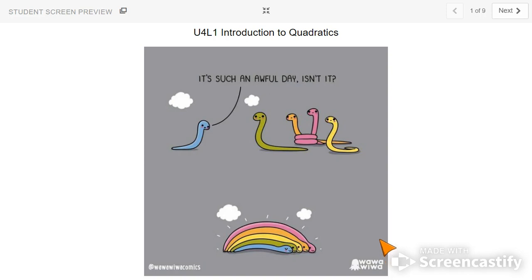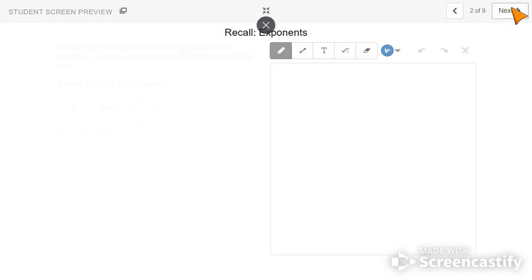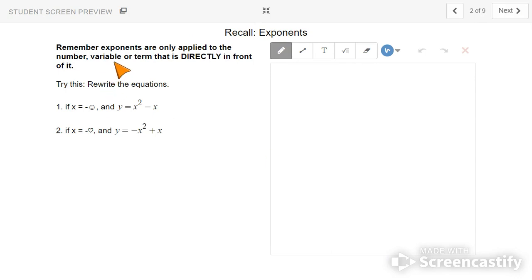This lesson is an introduction to quadratics. Now, I want to remind you about exponents. So we said that exponents are only applied to the term or the variable that's directly in front of it. So if I had an equation like this, and I needed to substitute negative smiley face in it, what would I have? Okay, so we have y is equal to x squared minus x.